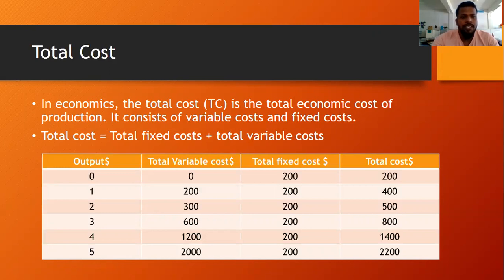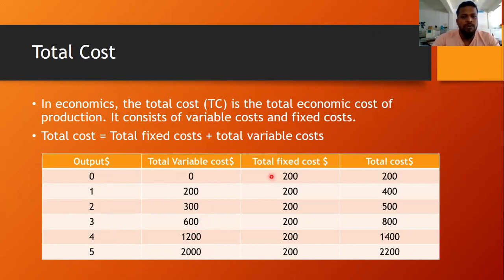So here there is a formula. You can see the formula here. Total cost is equal to total fixed cost plus total variable cost. Here we are calculating the first column, the output: 0, 1, 2, 3, 4, 5, like that. Variable cost will vary along with the output. That's why initially variable cost was 200, then 300, 600, 1200 and 2000.